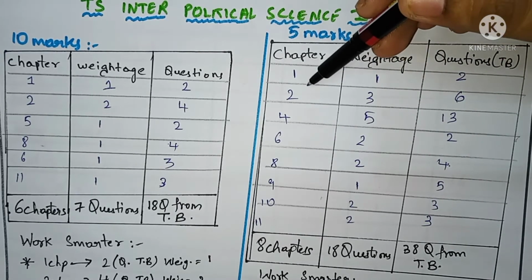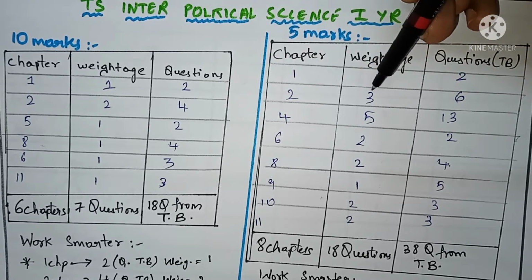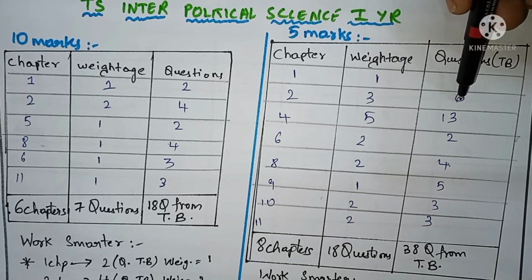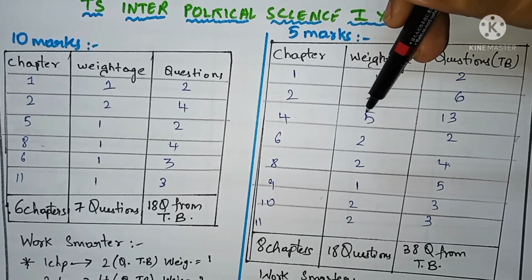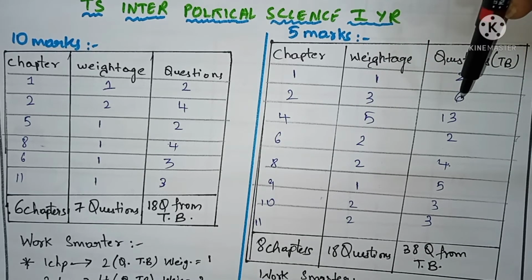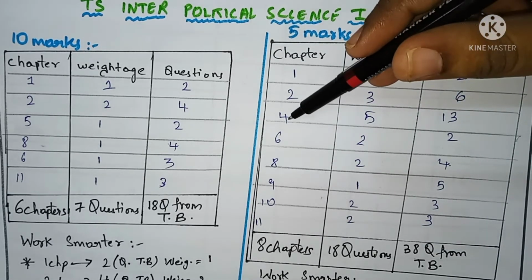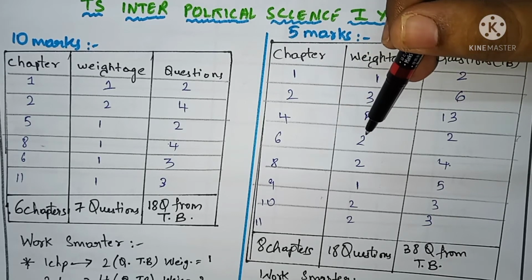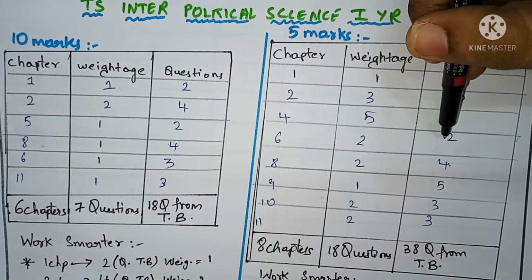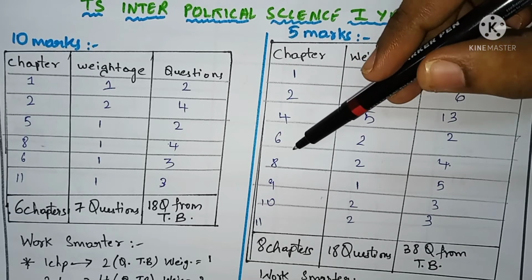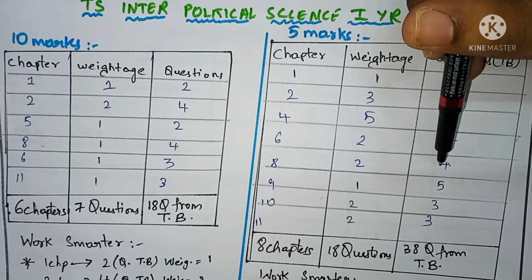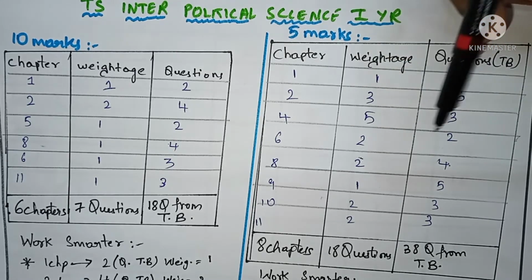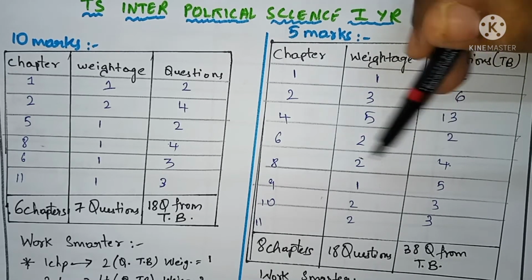So next one is the second chapter. From the second chapter there will be three questions. Weightage is three questions, but the questions in the textbook are six. From the fourth chapter weightage is five questions, but the questions are 13. From the sixth chapter the weightage is two questions, but the questions are two. From the eighth chapter, sorry, weightage is two, but the questions are four.